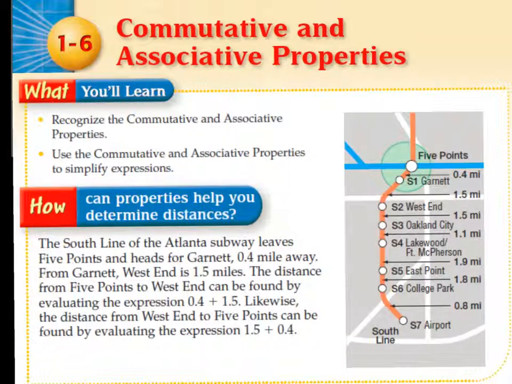The south line of the Atlanta subway leaves Five Points and heads for Garnet, 0.4 mile away. From Garnet, West End is 1.5 miles. The distance from Five Points to West End can be found by evaluating the expression 0.4 plus 1.5. Likewise, the distance from West End to Five Points can be found by evaluating the expression 1.5 plus 0.4.